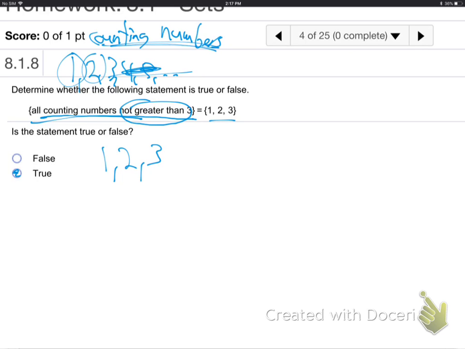Notice we're not counting decimals. No 1.5, no negatives, and no 0. That's why they say counting numbers. If they just said numbers, well then no, deal's off. There's all kinds of other numbers. Decimals, negatives, zeros, pi. There's a zillion other numbers. But if they say counting numbers, then yeah, okay, that's true. Just counting numbers, right?